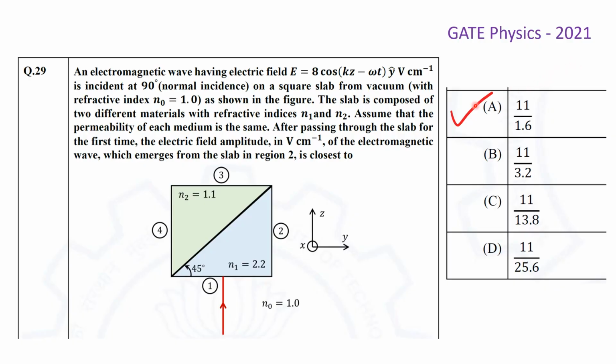According to our solution, after passing through the slab for the first time, the electric field amplitude in volt per centimeter of the electromagnetic wave which emerges from the slab in region 2 is closest to 11 by 1.6, that is, option A is the correct answer for our question.